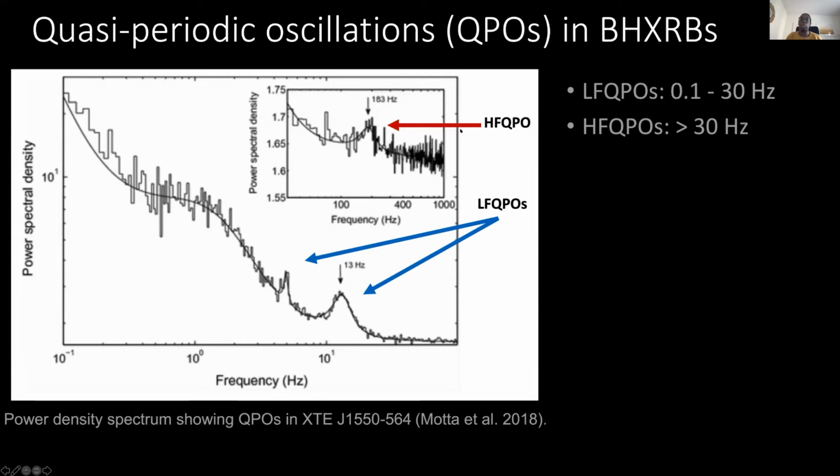In this work, we focus on high frequency QPOs in black hole X-ray binaries, as they are of particular interest since their frequencies appear to depend on the intrinsic properties of the central black hole, such as the black hole mass and spin.